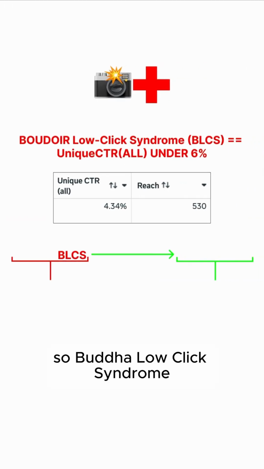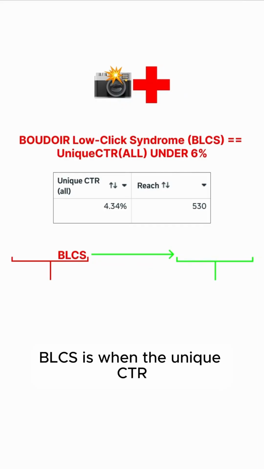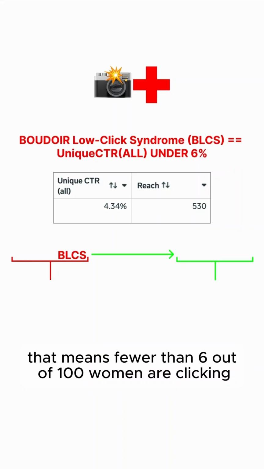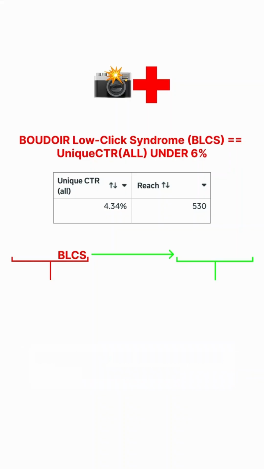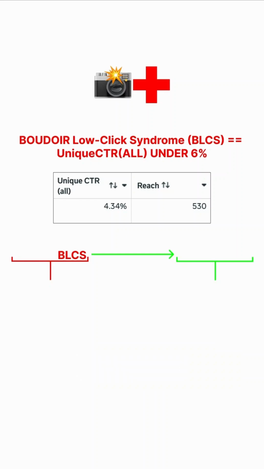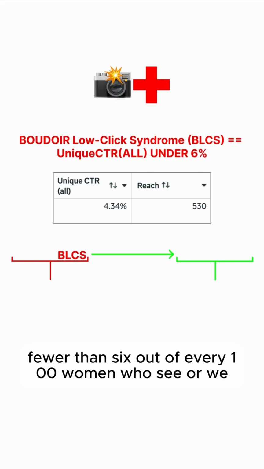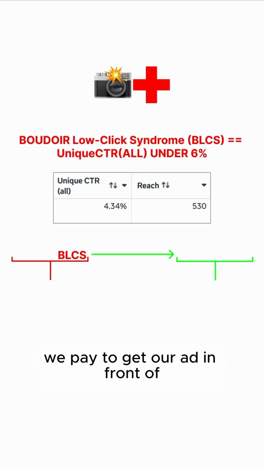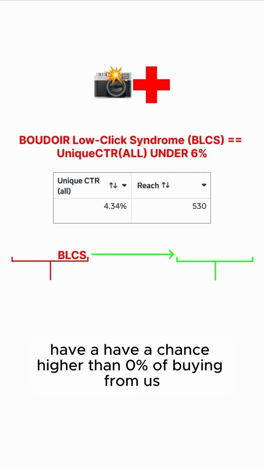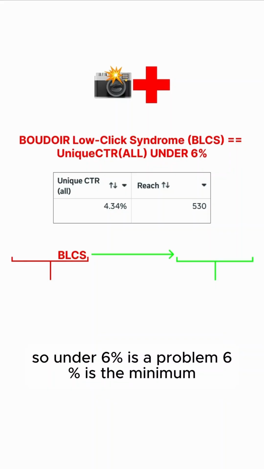Boudoir low click syndrome, BLCS, is when the unique CTR all of our Boudoir Facebook ad is under 6%. That means fewer than 6 out of 100 women are clicking anywhere on our ad, which means our ad is entering fewer than 6 out of every 100 women's brains. So fewer than 6 out of every 100 women who see our ad, or who we pay to get our ad in front of, have a chance higher than 0% of buying from us. So under 6% is a problem.